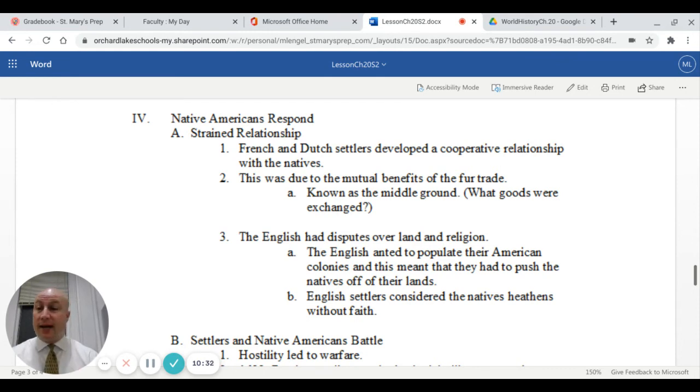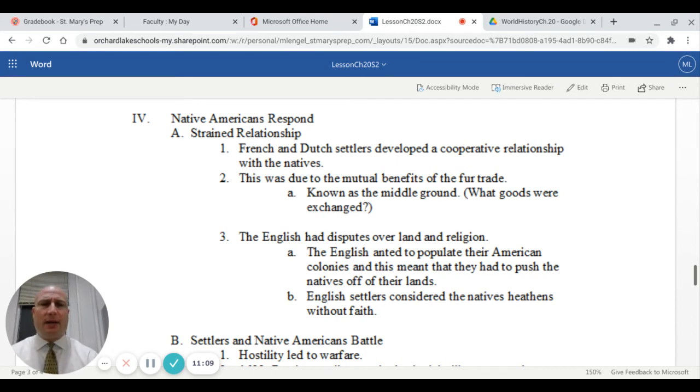Europeans would trade things like glass, cookware, metalware, weapons, tools to natives in exchange for beaver fur. And so this was the middle ground that was created because both sides benefited from this trade. This was mostly done by the French and the Dutch. The English, they would also trade, but they didn't really want to trade their items to natives. So their trade was a little bit of a lesser scale, and they actually used warfare to take over native lands instead of diplomacy. So the English had more disputes over land and religion.